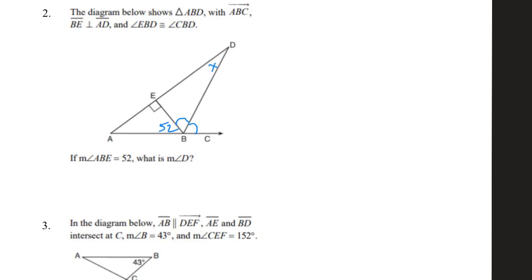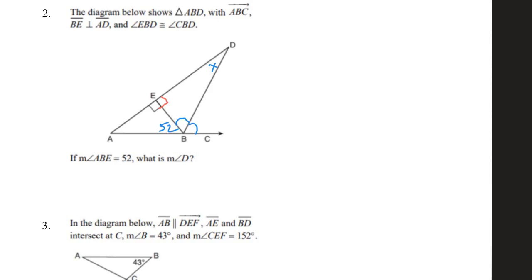Whereas if I just look at triangle EBD, I already know that angle E is a right angle, so the only angle I need to find is this little angle B right here, and then I can go straight to the triangle sum theorem to find my answer. So I'm going to choose to do it that way, so here we go.